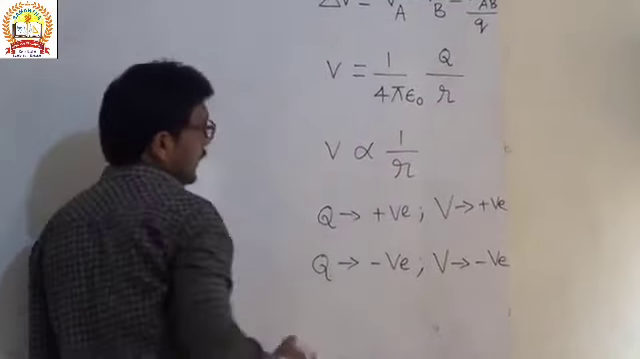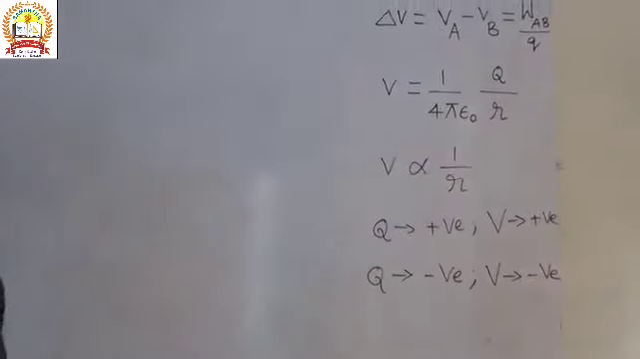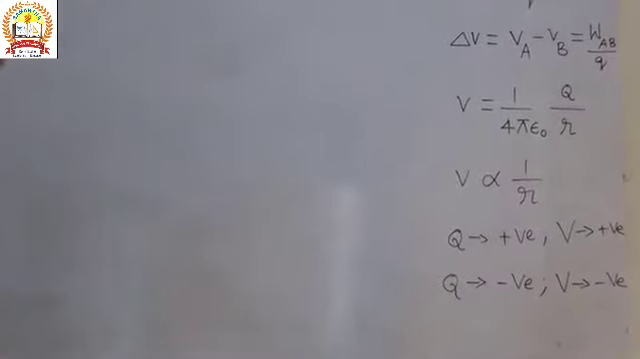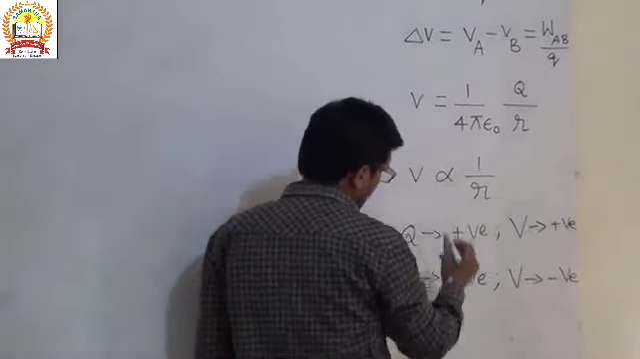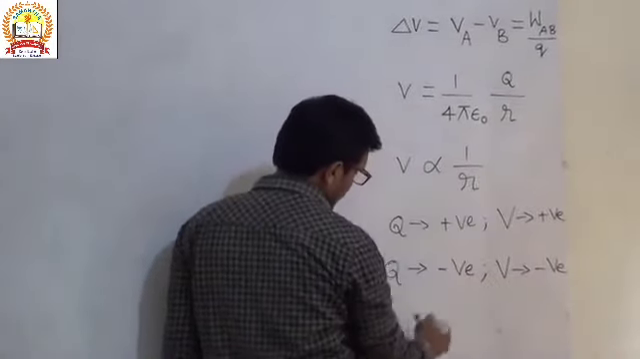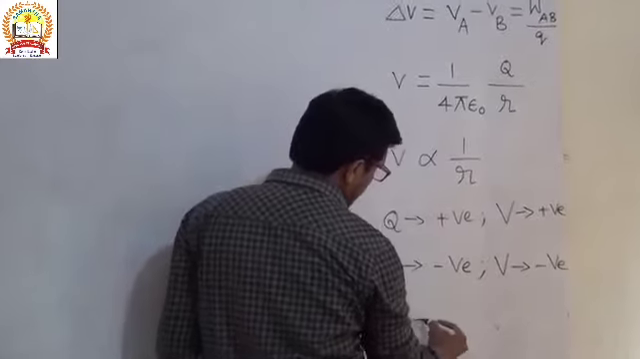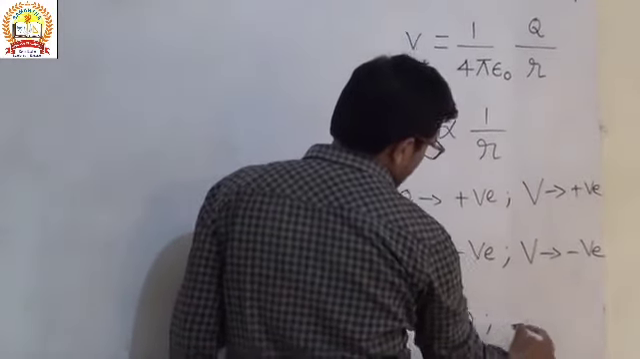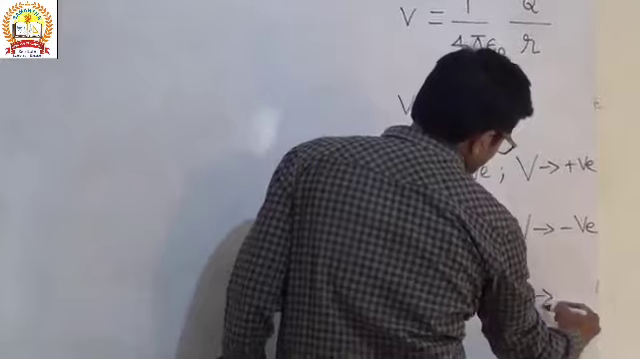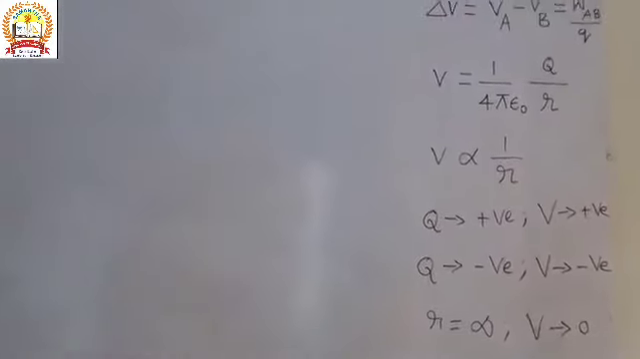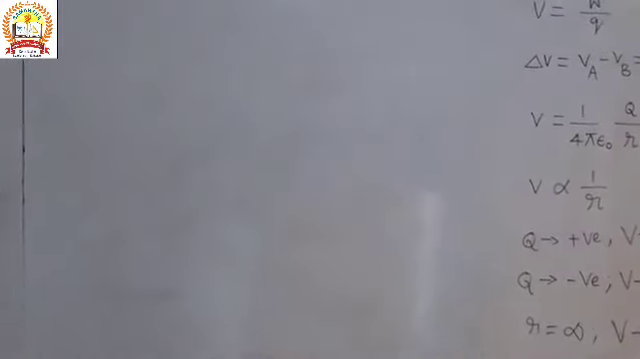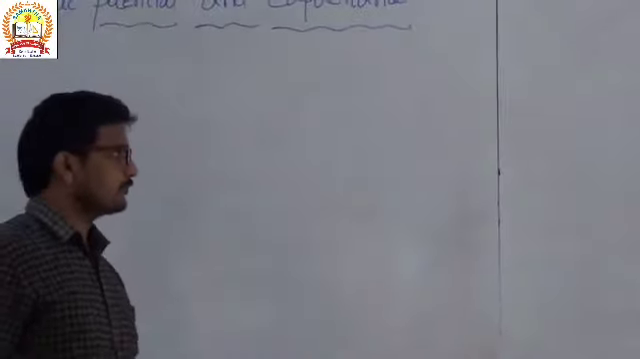Then the potential at infinity means that the distance is infinite. Then at infinite distance, what will be the potential? The potential will be 0. That means when the distance is equal to infinity, the potential is 0. We cannot define the potential at infinity. Okay, these are the points we discussed in the last class.